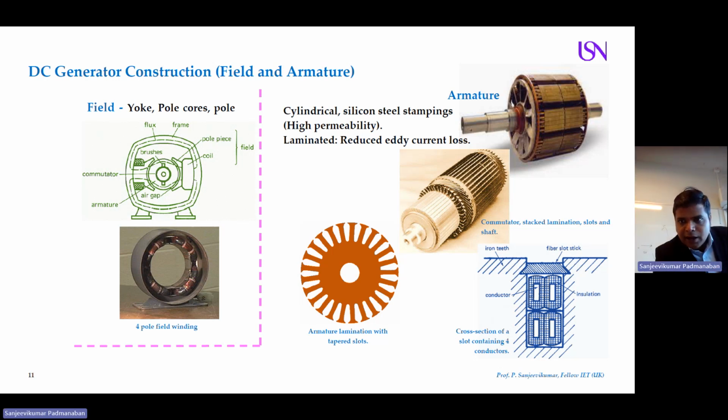Then this is an example of how your single step teeth look. You have iron teeth here, and these materials are made with fiber slot sticks. There will be insulation. You can have a look, complete insulation, and each conductor will be placed here. And this is an example of a cross section of 4 conductors placed in a slot. 4 conductors, 1, 2, 3, 4, and each is insulated.